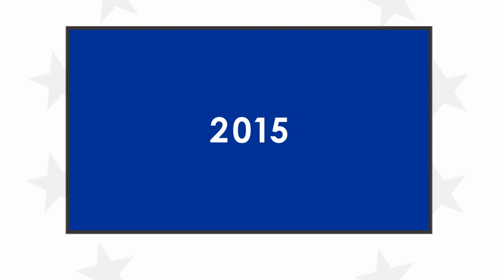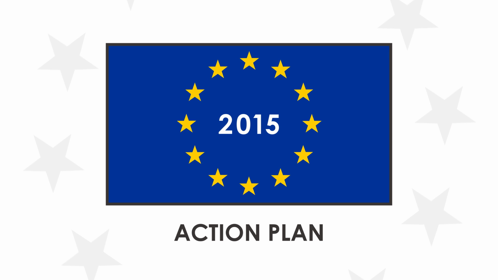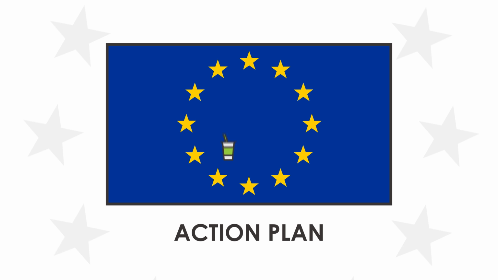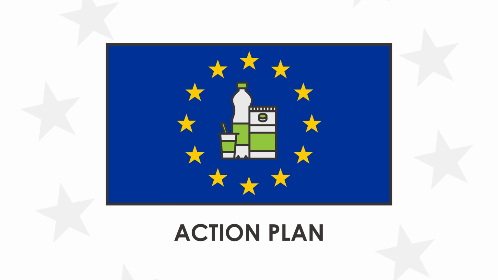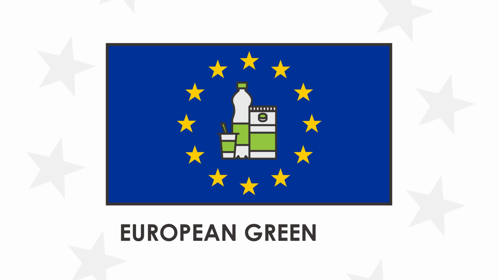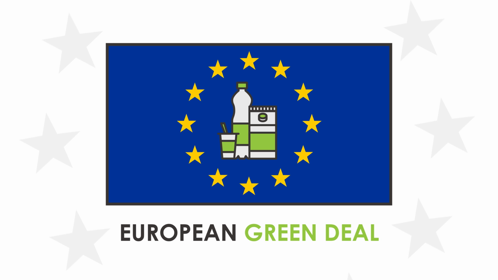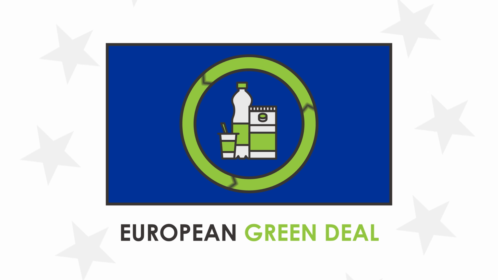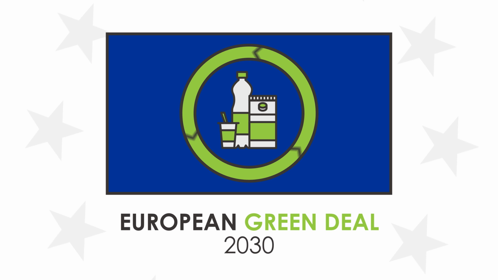In December 2015, the European Commission adopted an action plan for a circular economy, which identified plastics as a key priority. Since then, Europe has set its ambitions even higher, most recently through the European Green Deal, which highlights the importance of taking action on resource-intensive sectors such as plastics, and commits to making all plastic packaging in the EU reusable or recyclable by 2030.